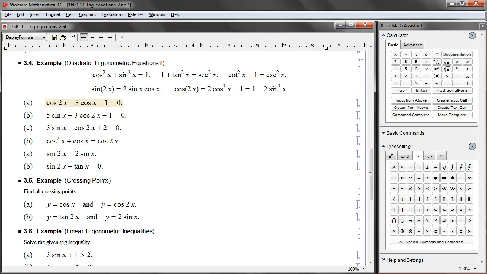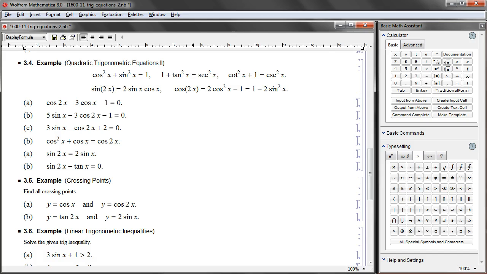Cosine of 2x minus 3 cosine of x minus 1 is equal to 0, excuse me. Now we have cosine of 2x and then we have 3 cosine of x here. So which is wise? Should we change this cosine of 2x into 2 cosine squared of x minus 1, option number 1, or 1 minus 2 sine squared of x, option number 2? I hope everybody guessed it. Option number 1 is better. Change everything into cosine function.